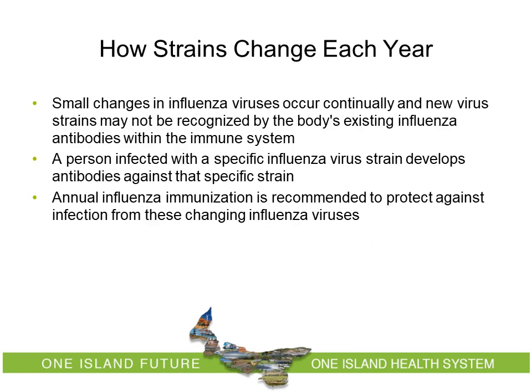There are small changes in influenza viruses occurring continually, and new virus strains may not be recognized by the body's existing influenza antibodies within the immune system. A person infected with a specific influenza virus strain develops antibodies against that specific strain. Most years, some or all of the virus strains in the influenza vaccine are updated to align with the changes in the circulating influenza viruses. Annual influenza immunization is recommended to protect against infection from these changing influenza viruses.